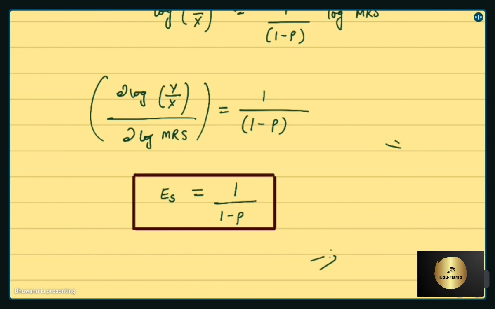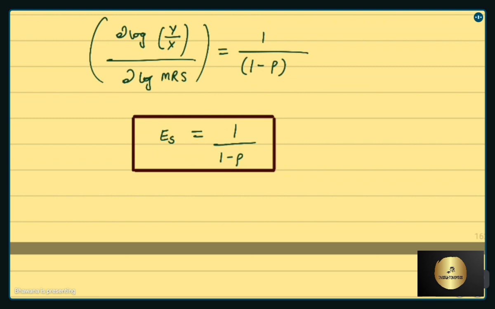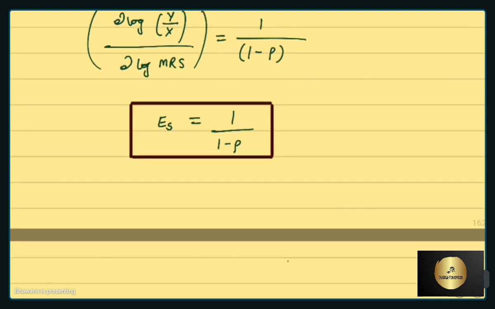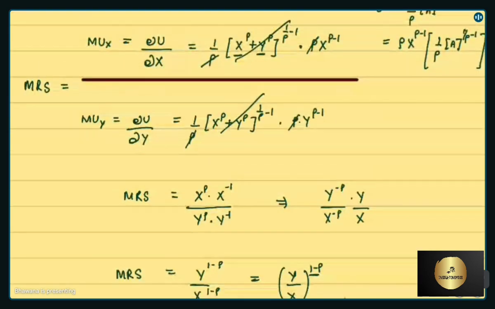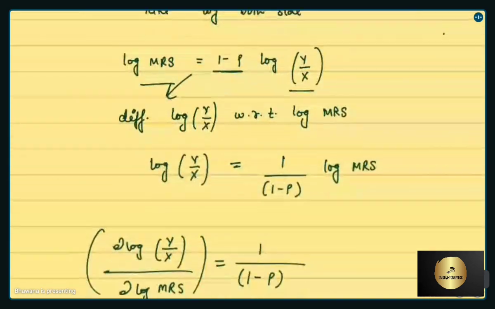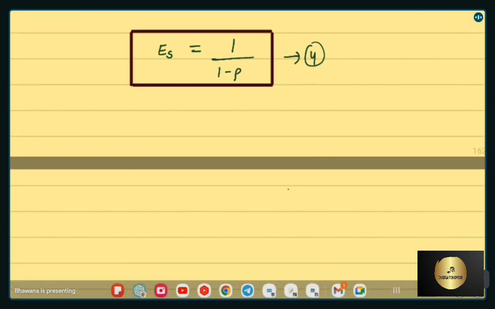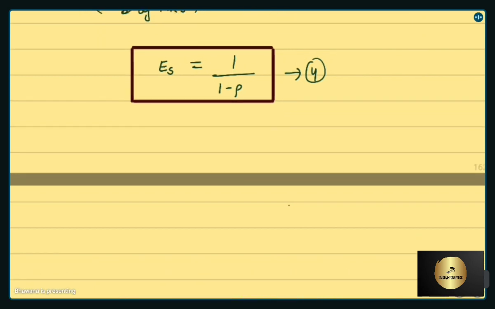Okay. So if you know the value of rho, if you have been given a value of rho, then it is very easy for you to find out the elasticity of substitution for that particular utility function. This is the general expression in terms of rho for elasticity of substitution. You can say this is the fourth formula to derive this particular expression, elasticity. This is one way, the second one, and this is the third one, and we got the fourth formula for ES, which is in terms of rho. So if you have the value for rho, you can easily calculate your ES, elasticity of substitution.